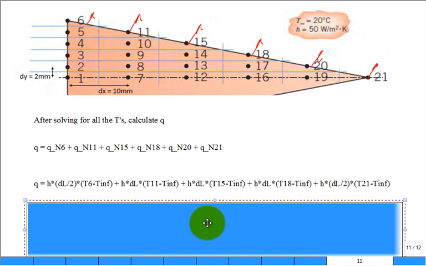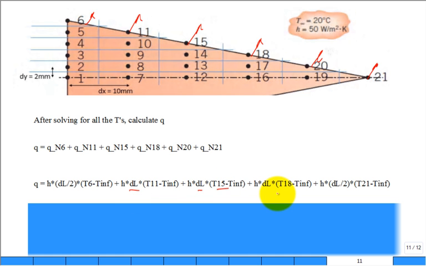That's the equation. So we have the area dl over 2 for the area 6, and then a full dl and a full dl for 11 and 15 and 18 and etc. Half for 21. That makes sense? All right. But I have to calculate those temperatures. How do I calculate them? Set it up in a big matrix format. So this is my setting up Excel to solve this problem.